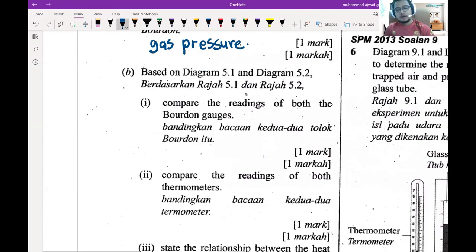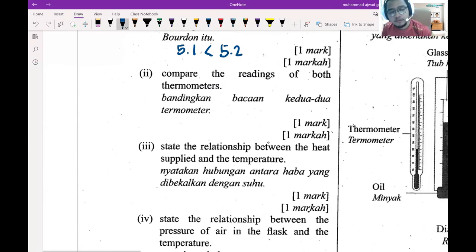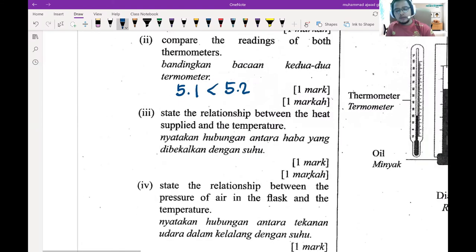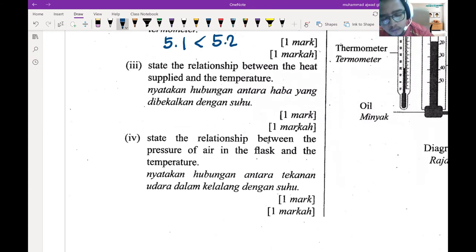Okay, based on the diagram, compare the reading. Kita buat ringkas je. 5.1 less than 5.2. Compare the reading of both thermometer. 5.1 less than 5.2. Relationship between heat supply and temperature. Okay. Higher heat supply, the higher the temperature.